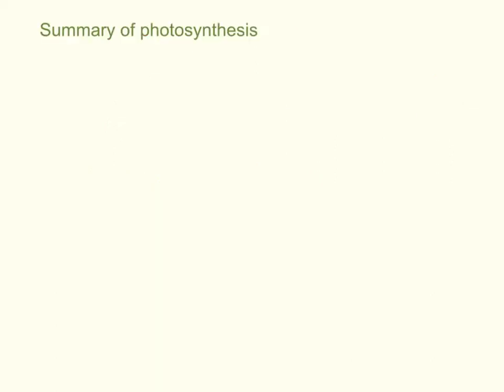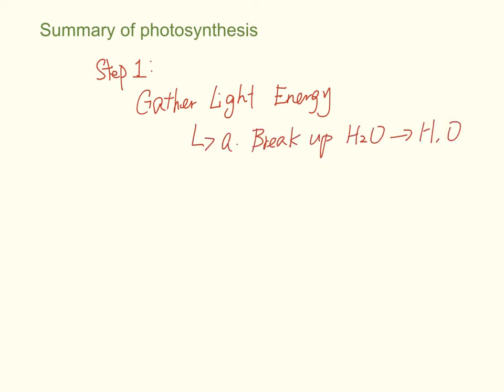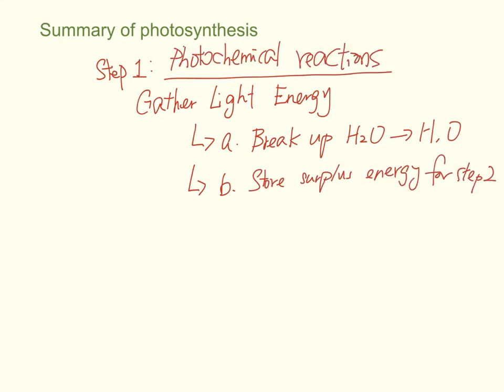So before we move on further, this is an overview of what happens in photosynthesis. In the first step, light energy is captured. This light energy will then be used for two purposes. First of all, it breaks up water into hydrogen and oxygen. Secondly, some of this energy will be stored up for the next step. So the first step that deals with light energy is called photochemical reactions.